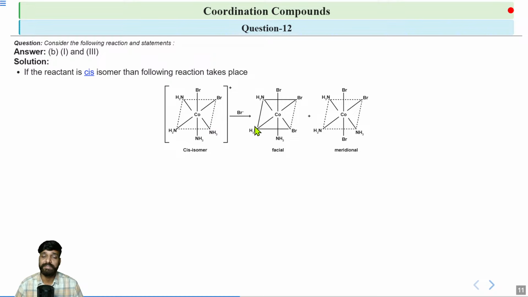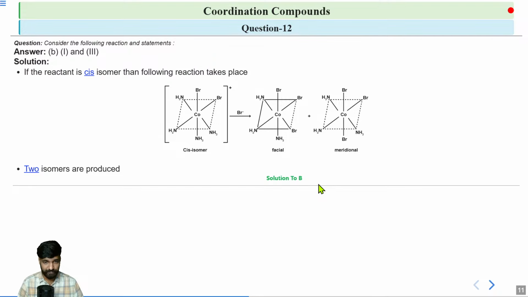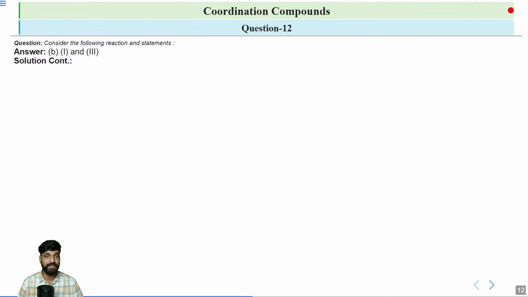And that will result in two kinds of isomers. The first one is the facial one, and the second one is the meridional one. Hence we can say that two isomers are produced. After that, what about the third one?